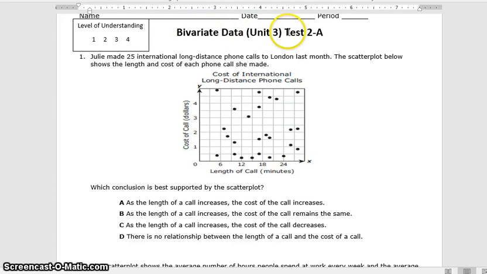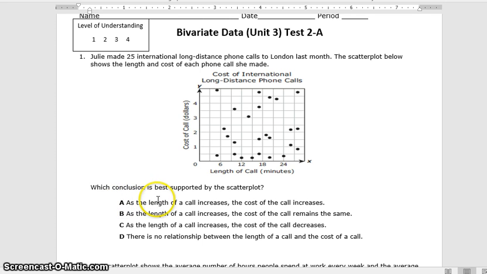Bivariate Data Unit 3 Test. Number 1. Julie made 25 international long-distance calls to London last month. The scatter plot below shows the length and cost of each phone call she made. So we have the cost of the call in dollars, the length of the call. Which conclusion is best supported by the scatter plot?